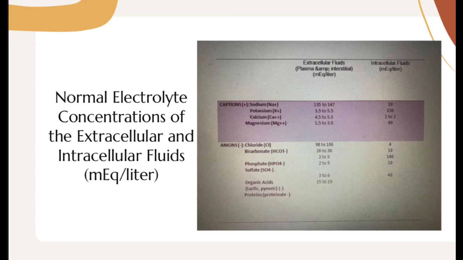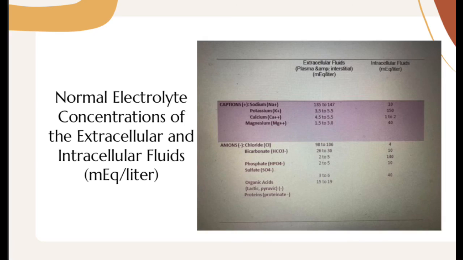Here are the normal values of electrolyte concentration of the extracellular and intracellular fluids in milliequivalents per liter. In table 43, we have cations: sodium, potassium, calcium, and magnesium. For sodium, we have 135 to 147 for the extracellular fluid, while in intracellular fluid, we have 10. For potassium, we have 3.5 to 5.5 extracellular and 150 intracellular. For calcium, we have 4.5 to 5.5 extracellular, while 1 to 2 intracellular. And lastly, for magnesium, we have 1.5 to 3 extracellular, while intracellular we have 40.